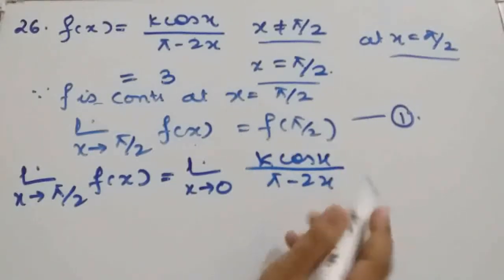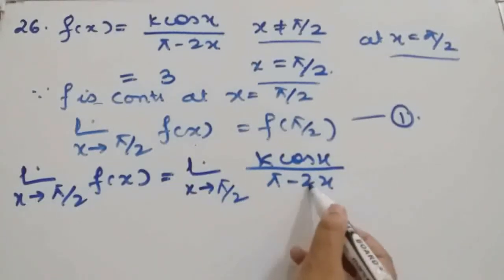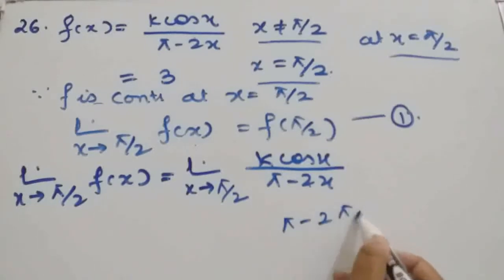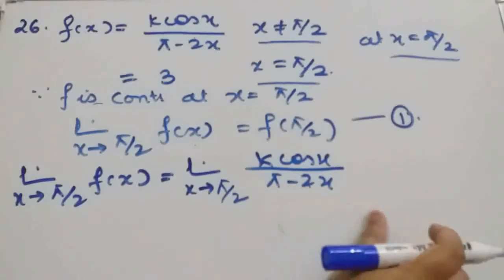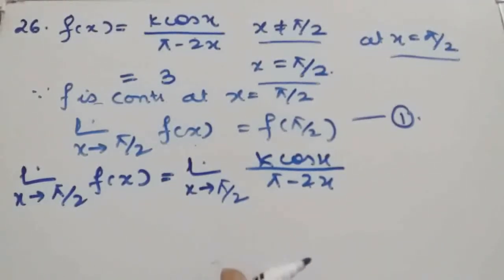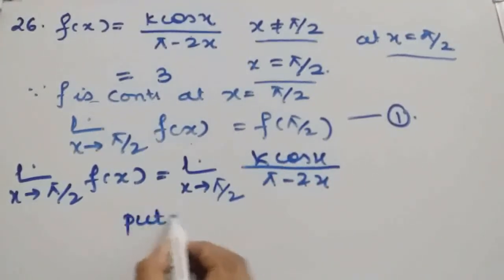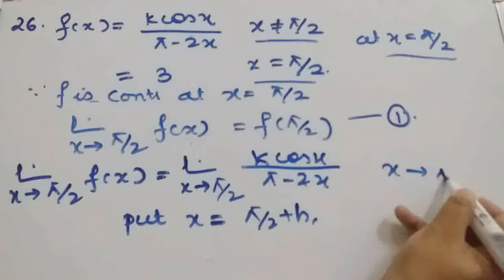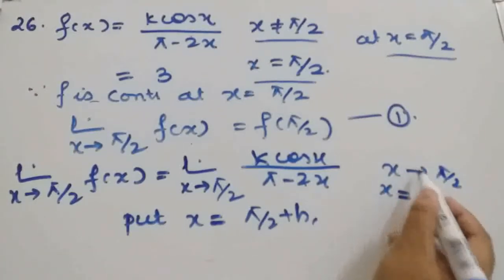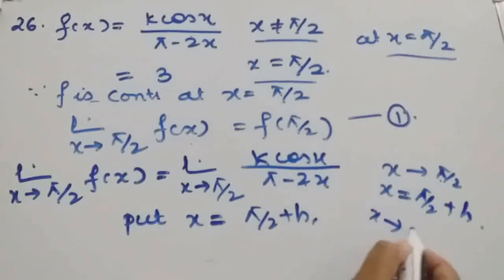Now this is not a simple function, because if you substitute the value pi by 2 here in the denominator, see what will happen. 2 will get cancelled, pi minus pi is 0. So the denominator will become 0. That means we can go with the substitution method from class 11. So what is the substitution method here? Put x equals pi by 2 plus h. Since x tends to pi by 2, we will substitute x as pi by 2 and plus a small increment. Suppose x tends to 3, the substitution will be x equal to 3 plus h.